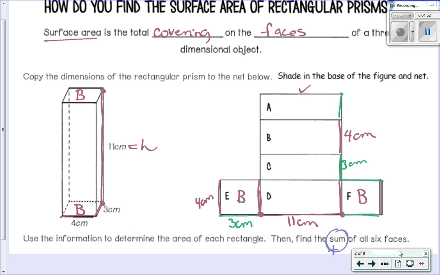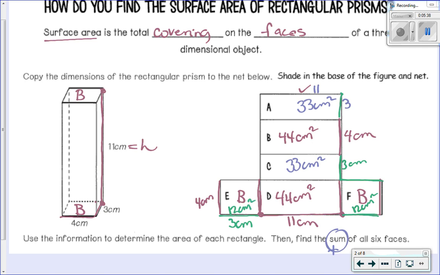So let's start with A. So we have 11 times what? 3. Which is 33. So if this is 33 centimeters squared, what is C? 33. Good, 33. Remember they're opposite? All right. And if this is 4 centimeters times 11 centimeters, what is that? Good. The area is 44 centimeters squared. And then shape D is also 44 centimeters squared. Good. And then we need to find the area of our base, which is what? 12 centimeters squared, for both.